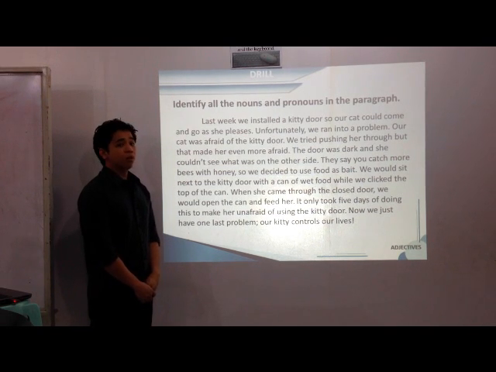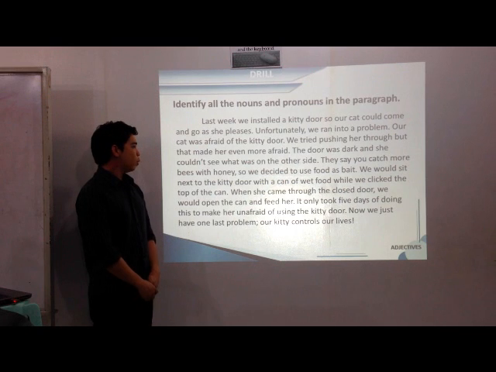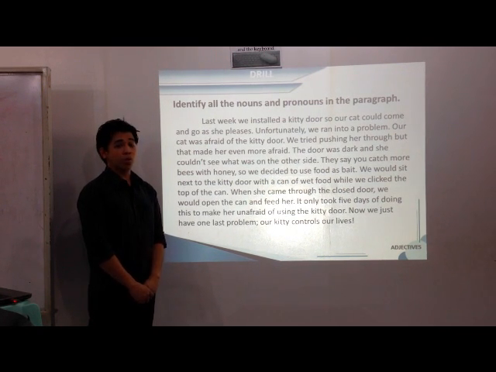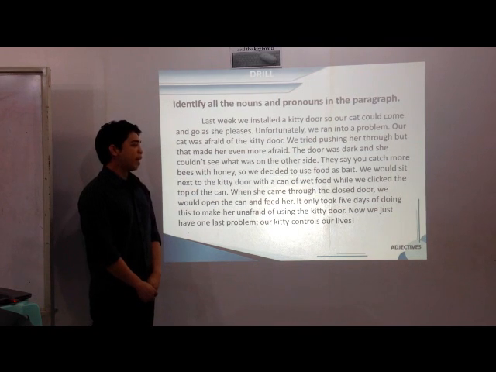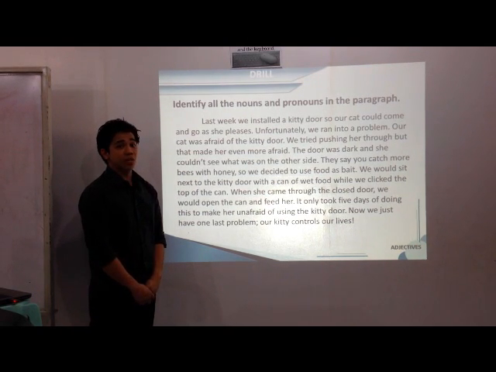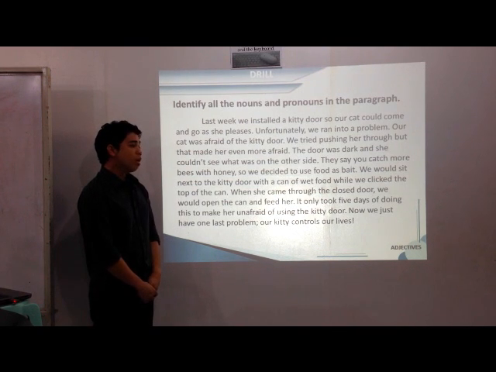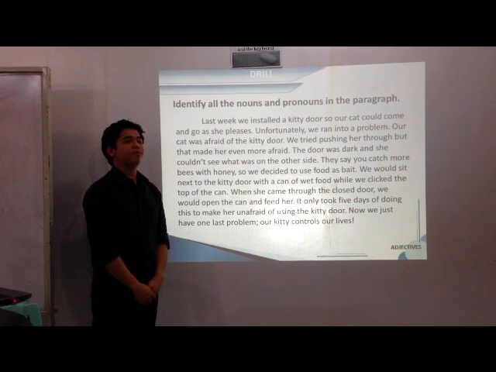They say to catch more bees with honey, so we decided to use food as bait. We would sit next to the kitty door with a can of wet food while we clicked the top of the can. When she came through the closed door, we would open the can and feed her. It only took 5 days of doing this to make her unafraid of using the kitty door. Now we just have one last problem. Our kitty controls our lives.